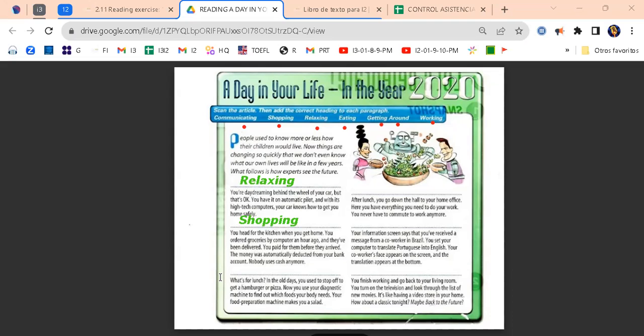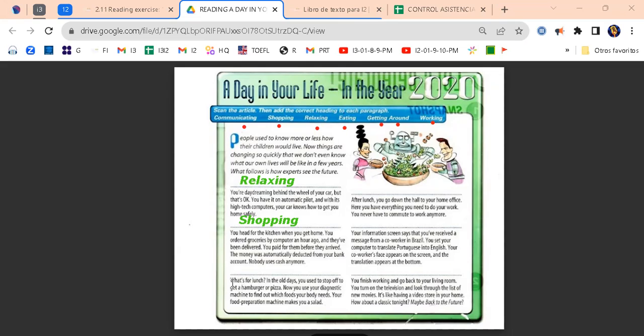Okay, let's see. Jackie, could you help us with what's for lunch? What's for lunch? Jacqueline, help us with the reading. Aquí nos ayuda con la lectura, Jacqueline. So what's for lunch?